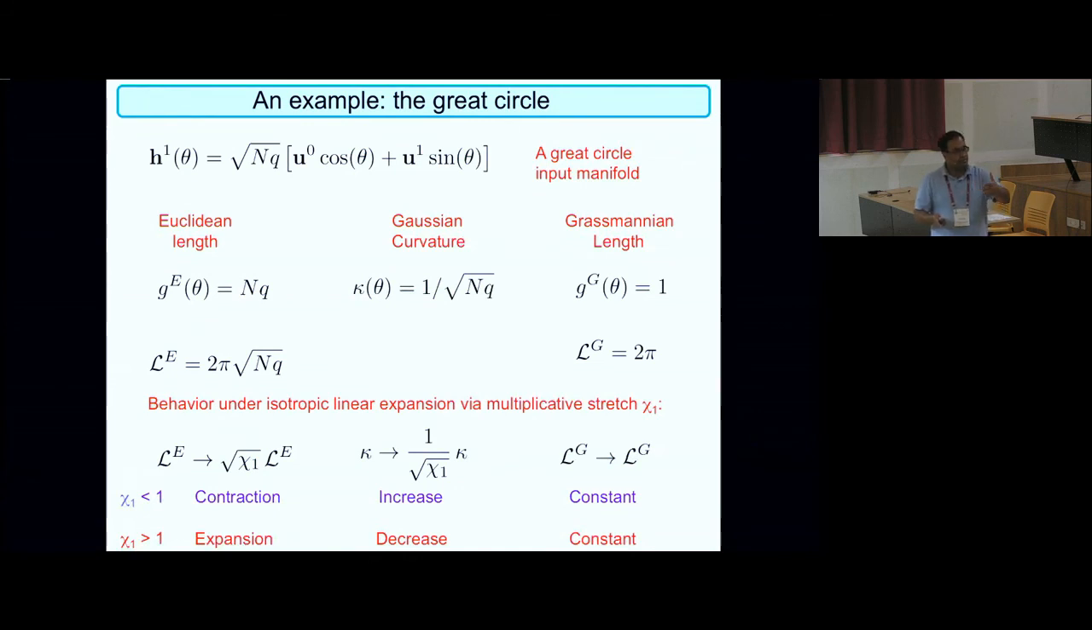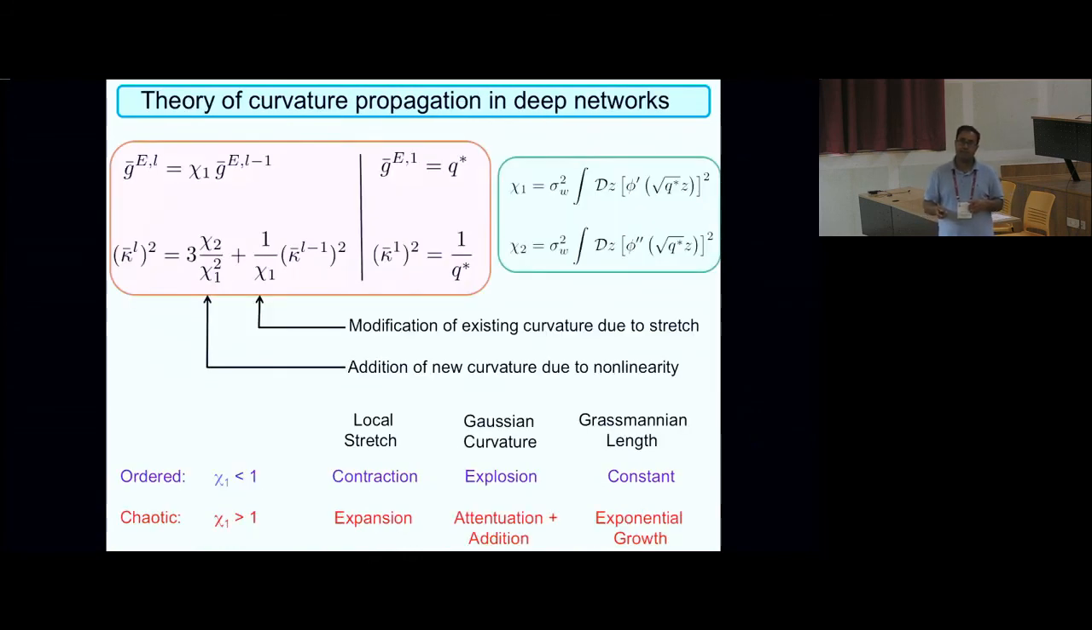Propagation through a nonlinear neural network does something very, very different. So we can write down the recursion relations. This is the recursion relation for extrinsic curvature. And it turns out to be a leaky integrator, especially when you're in the chaotic regime where the local multiplicative expansion factor is bigger than 1. So whatever curvature there was in the previous layer gets attenuated by the linear expansion. But new curvature is added in due to the second derivative of the nonlinearity. So that's the folding.